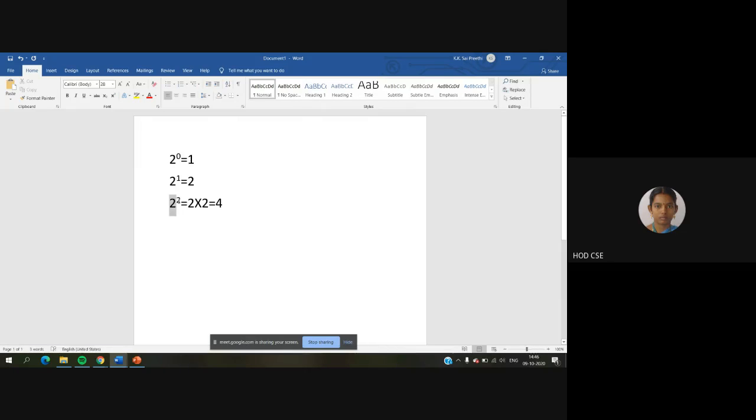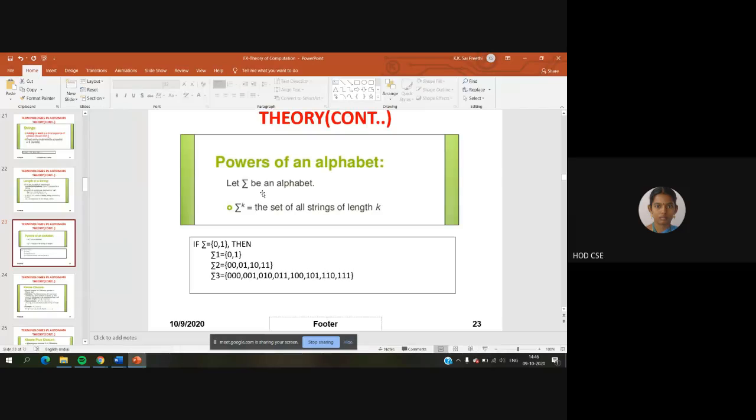For example, 2 squared means 2 is multiplied 2 times. 3 squared means 3 is multiplied 2 times. And 4 squared is 4 multiplied 2 times. That power represents how many times the respective symbol is multiplied. That is the mathematical power. But here it is the power of an alphabet, which says the power is nothing but how many times the respective symbol is repeated. For example, if you have the alphabet sigma equal to 0 and 1.